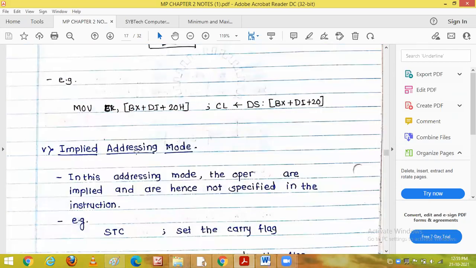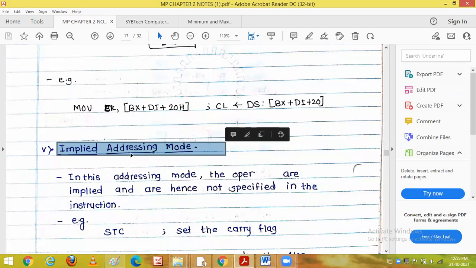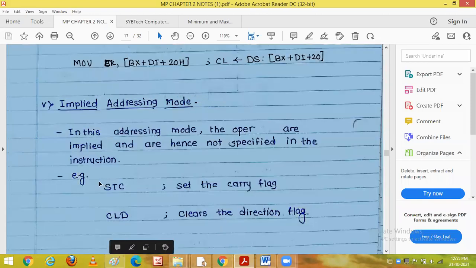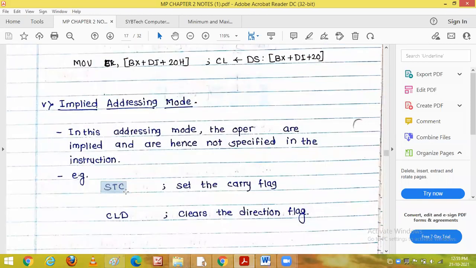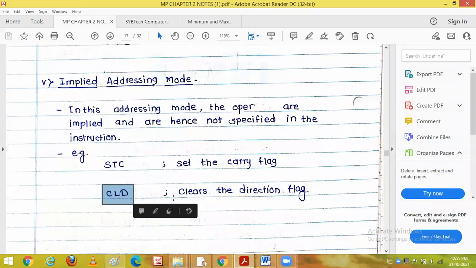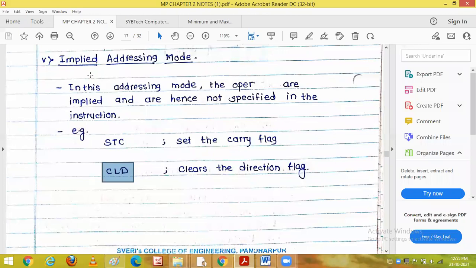So next, the fifth main category under the data related addressing modes, that is implied addressing modes. So in these implied addressing modes, we have to set the carry flag. That is STC. We call it STC, and it means set the carry flag, and CLD means it clears the direction flag. So sometimes we have to set different types of flags. Whatever we studied, up to 9 flags we studied. So those we are going to set, or we have to clear.